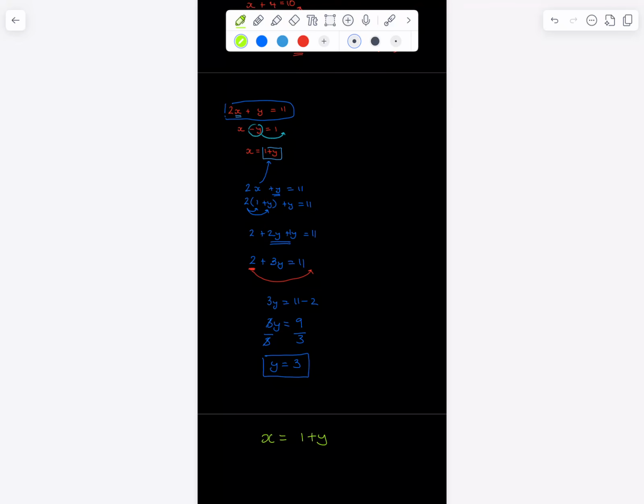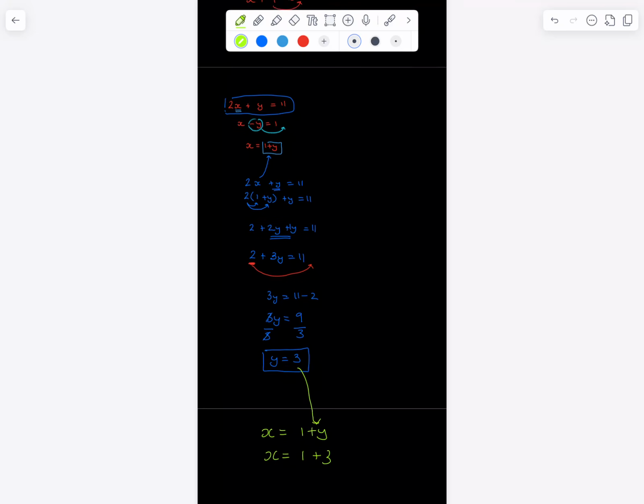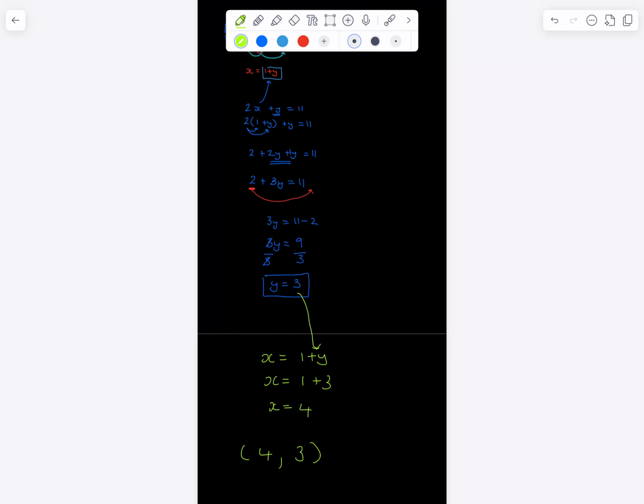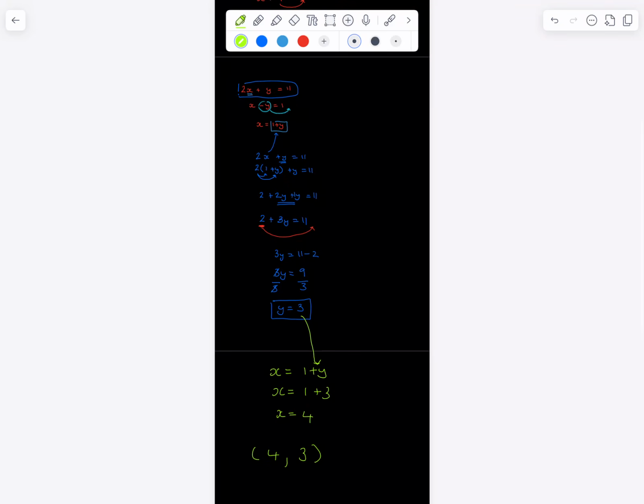1 plus y, and we know y is 3. So x equals 1 plus 3, which is 4. So my solutions are just 4 and 3. And let's check it with the second one.